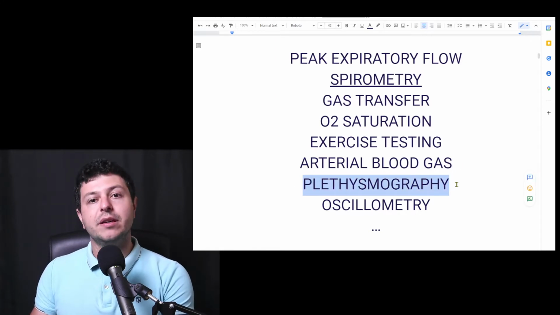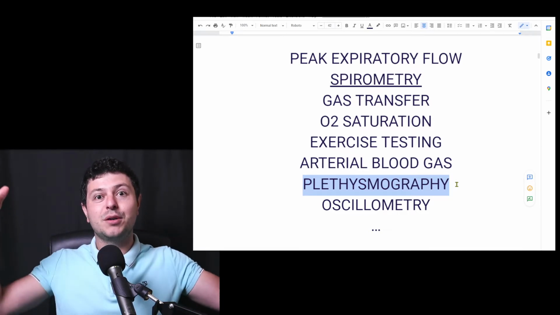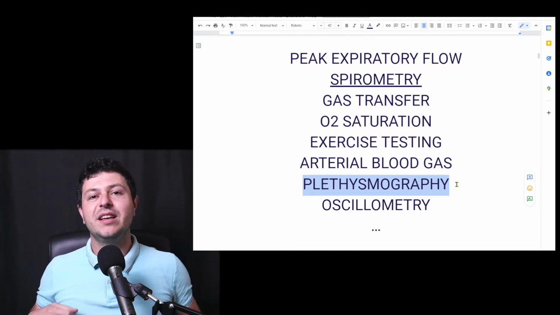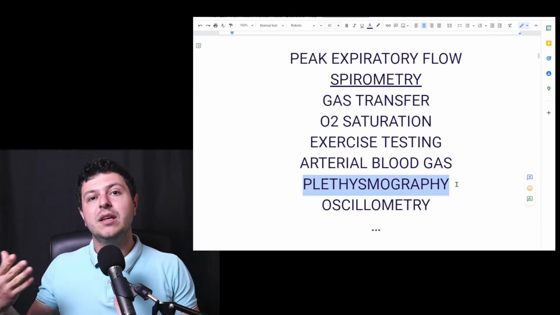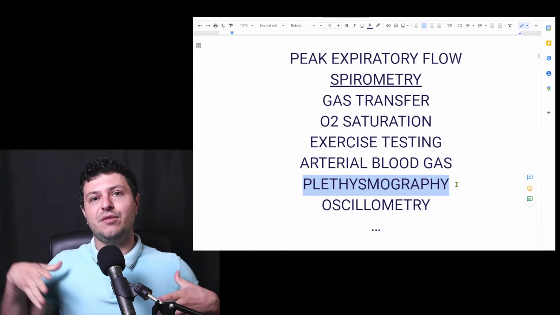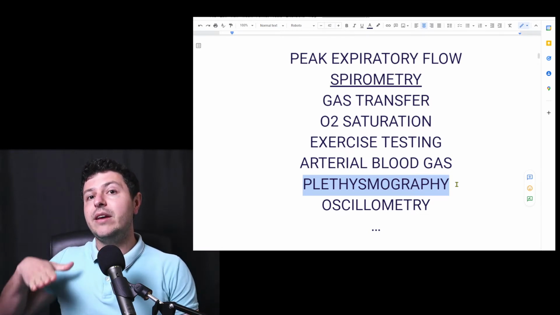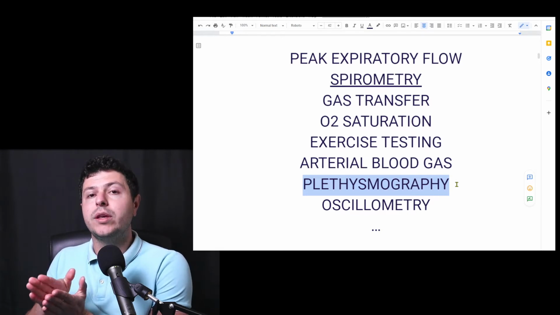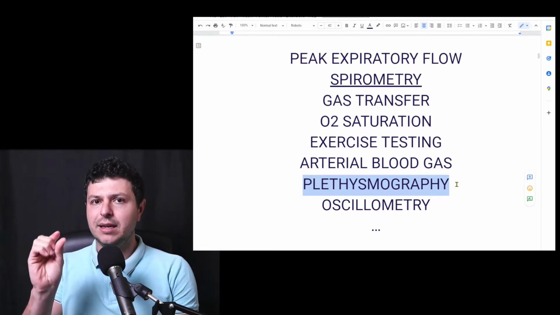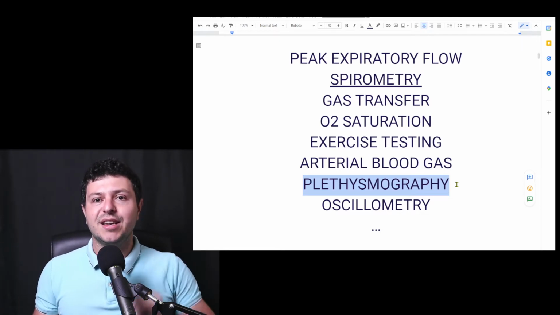Plethysmography is a more complex form of spirometry, I would say. It works in a different way. You have to get inside a sealed box, and then you breathe and do a spirometry maneuver in that box, and it measures based on the variations in the volume inside the box and inside your lungs. It works out how much air is left after you've emptied your lungs completely, because you can never get all the air out of your lungs. There will always be a little bit left at the end. So plethysmography is a more complex test that can measure that.